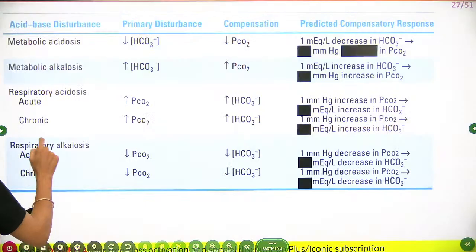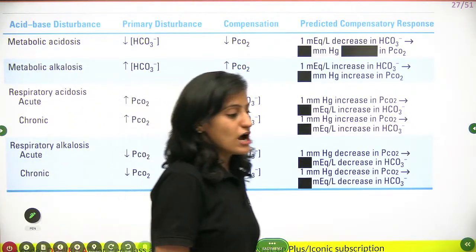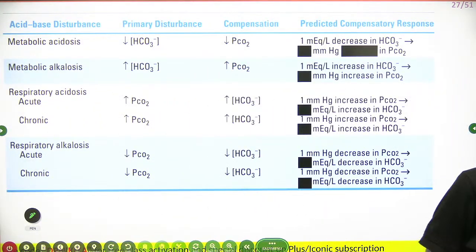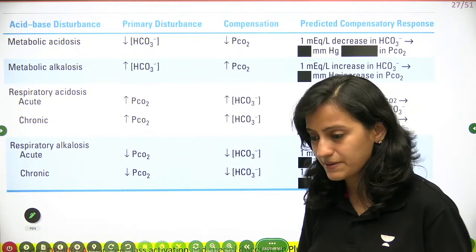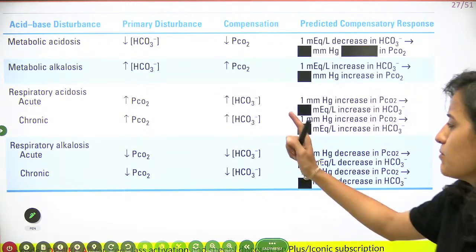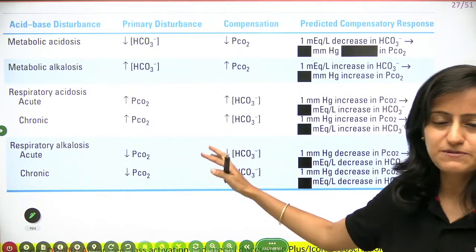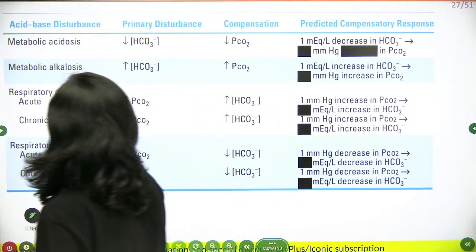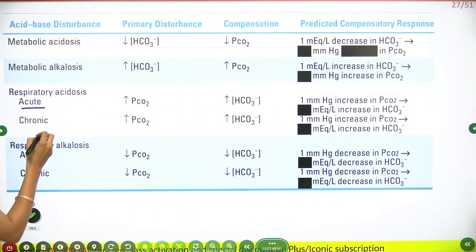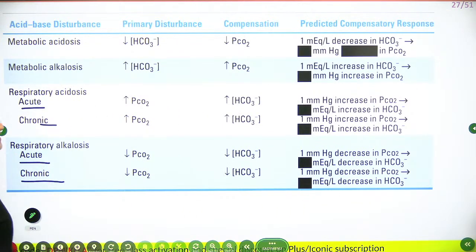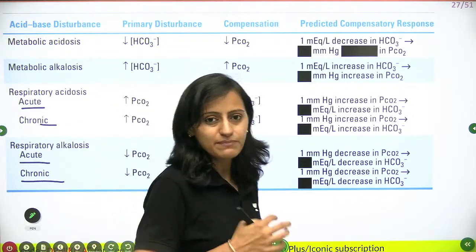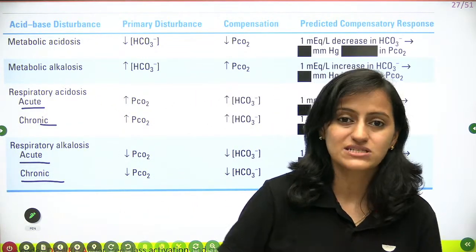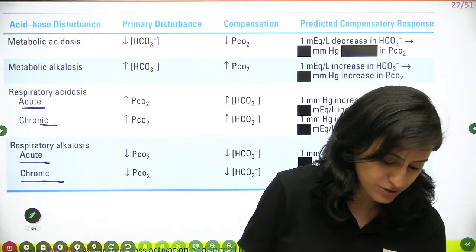Alright, this is your compensation wala. Okay? So how much should be the compensation in your acid base disorders? Metabolic acidosis, alkalosis, respiratory acidosis. Remember, your respiratory acid base disorders are acute or chronic, right? Not the metabolic one, because in metabolic the respiratory compensation is early. So there's no acute and chronic.